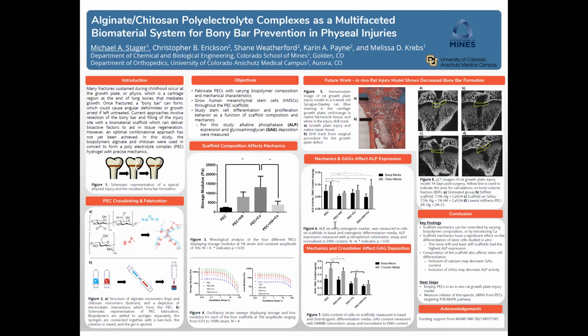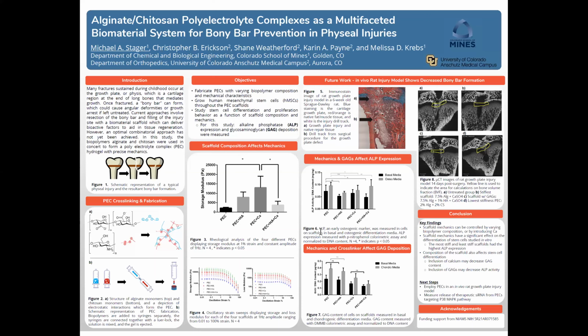Next, we had to measure stem cell differentiation. And to do this, we measured alkaline phosphatase expression, or ALP, which is an early osteogenic marker, and glycosaminoglycan deposition, or GAGs, which are an indication of cells' ability to lay down their cartilage extracellular matrix.